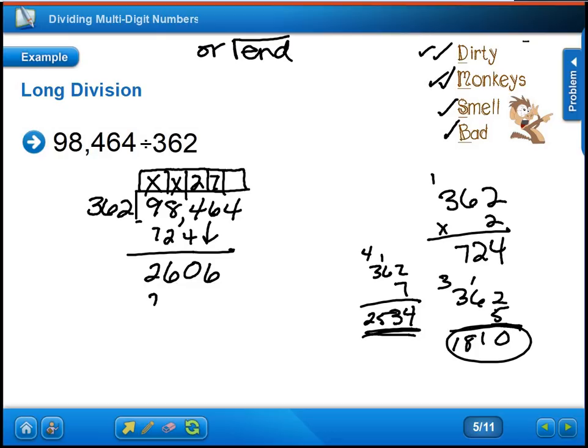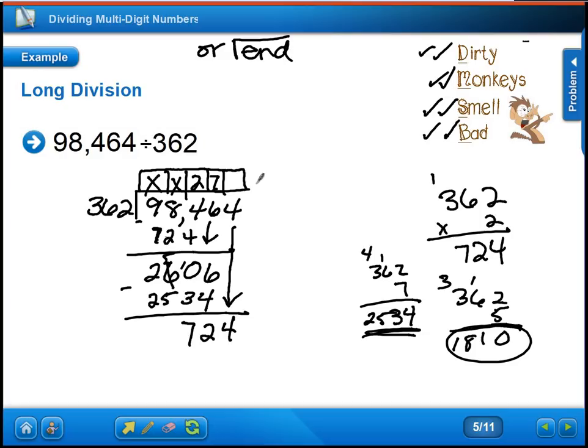So I have divided. I multiplied and got 2,534. Now I need to subtract. 6 minus 4 is 2. Borrow from the 6, it becomes a 10, and that's 7. 5 minus 5 is 0. So I am at 72. But now I have to bring down, because I subtracted, my 4. And look at that, 724.